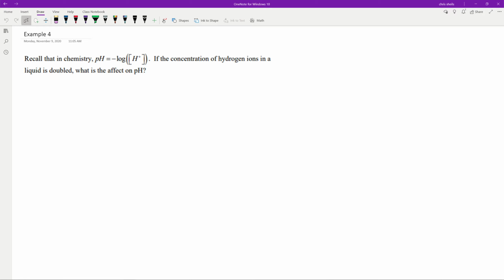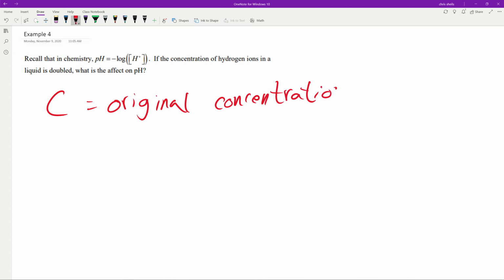Let's go back to this chemistry example. Recall that in chemistry, as we did at the end of 4.3, pH is equal to negative log of H+. If the concentration of hydrogen ions in a liquid is doubled, what is the effect on the pH? Okay, let's say that normally C is the original concentration. This means that 2C is the new concentration.